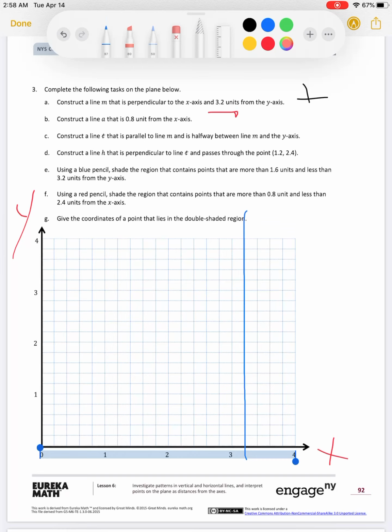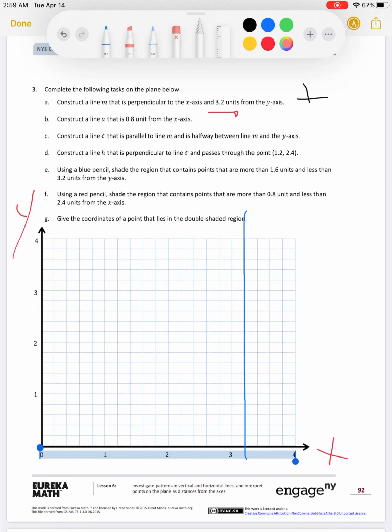And I'll try to explain it one more time. 3.2 from the y-axis is just like going 3.2 on the x-axis because we're moving away from the y-axis. Every line on this coordinate grid that runs this way is considered to be a y-axis line. Every line that runs this way is considered to be an x-axis line. We're moving 3.2 away from the y-axis, okay? Which means that we're still constructing a line that's parallel to y, but it's plotted on the number for the x-axis, okay?